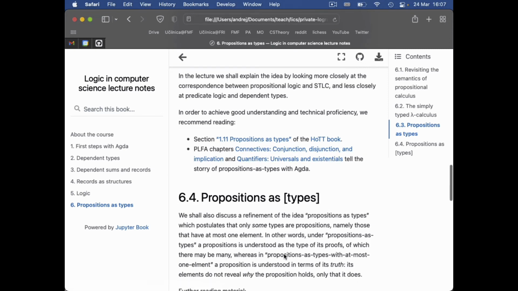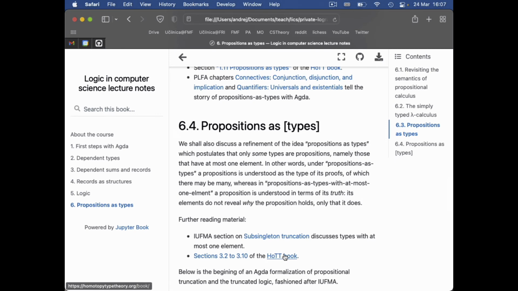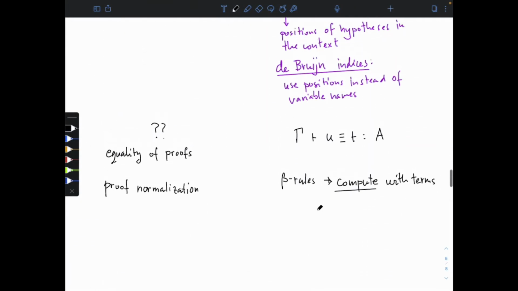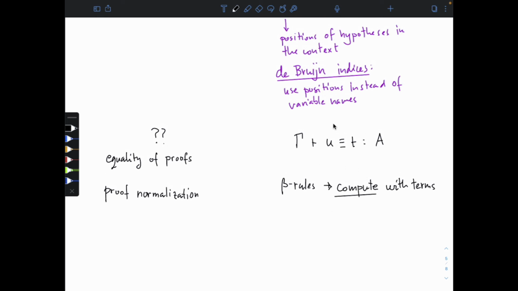Okay, so we have one more thing to discuss, which is how come type theory speaks about equality of terms, but logic doesn't speak about equality of proofs. What is there to be said there? Okay, so that's the remaining bit. And again, we have a 15-minute break.